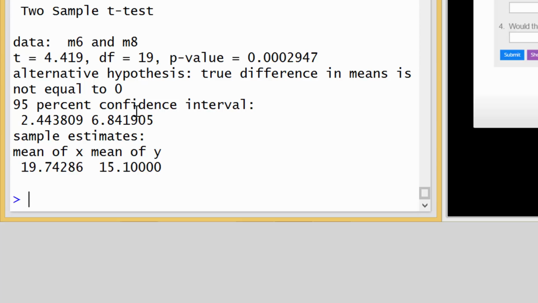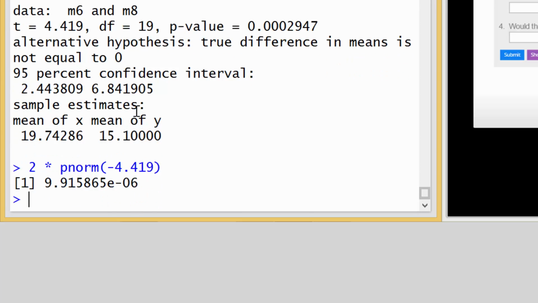So if I wanted my z-test rather than my t-test, I could just take the same statistic value, 4.419. So 2 star pnorm, and then I don't want to type lower.tail equals FALSE, so why don't I put negative 4.419? Okay, and that gives me my normal probability.